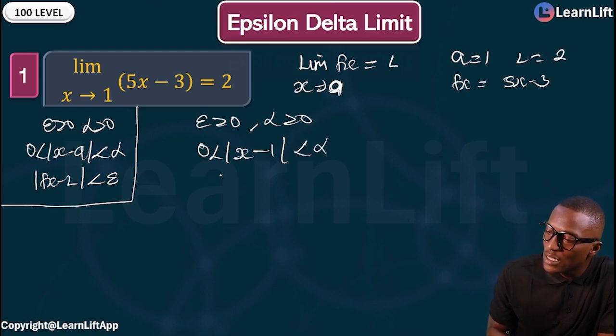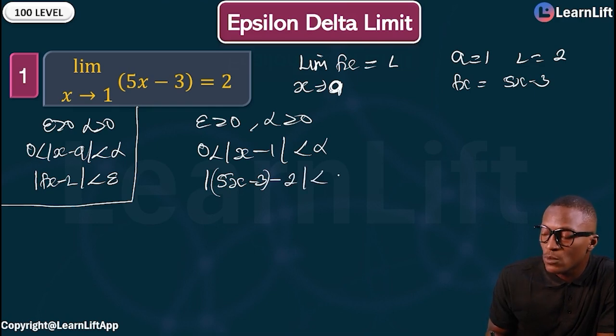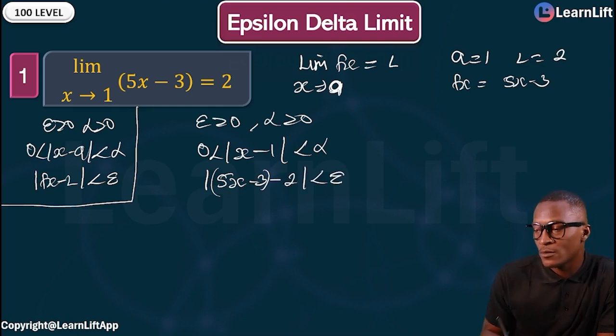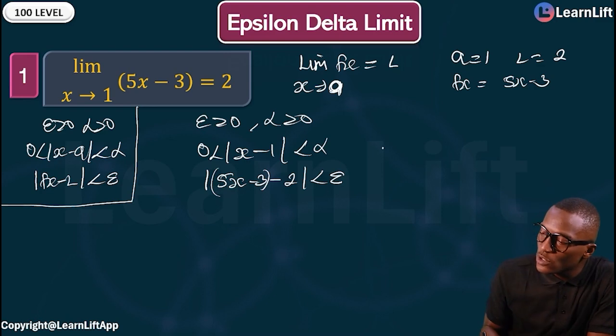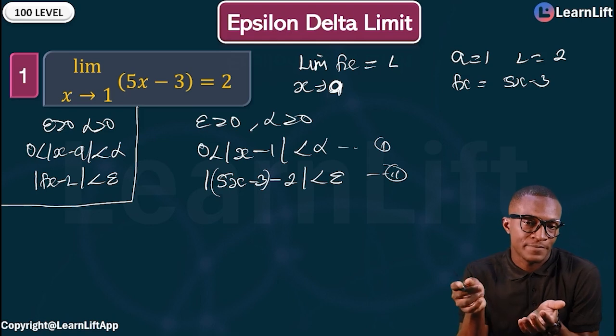Such that absolute, what's f of x? F of x is 5x minus 3. The question says minus L, what's my L? L is 2. Absolute is less than what? Is less than epsilon. Now, let's call this one equation 1. Let's call this equation 2. So we are going to solve equation 2 so that it will look like equation 1.